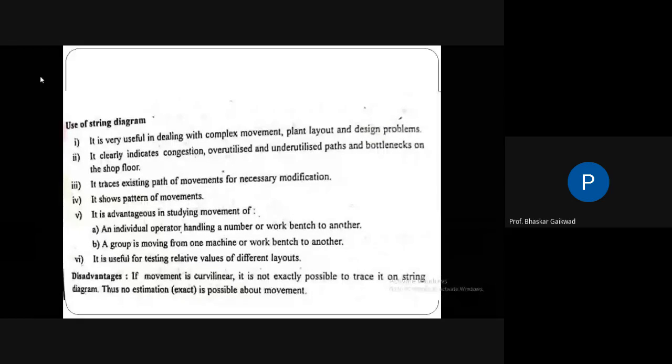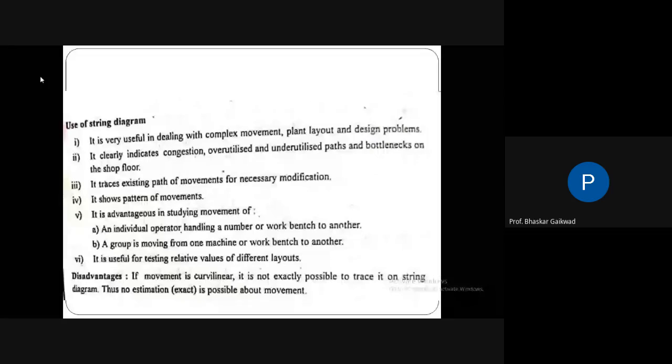Now, what are the disadvantages of this? If movement is curvilinear, suppose a curve is there, and the man or material is moving in the curve, then it is very difficult to trace. It is not exactly possible to trace it on a string diagram. No estimation is possible about movement. So only one disadvantage of the string diagram is there: any curvilinear movement by the man or material cannot be traced using the string diagram.